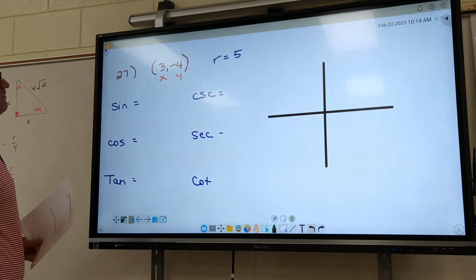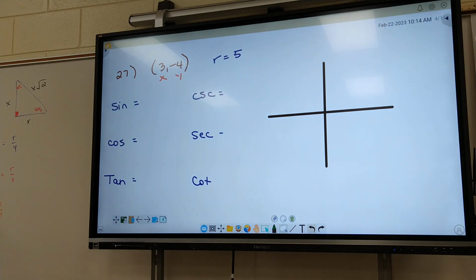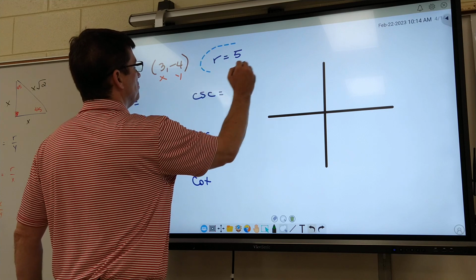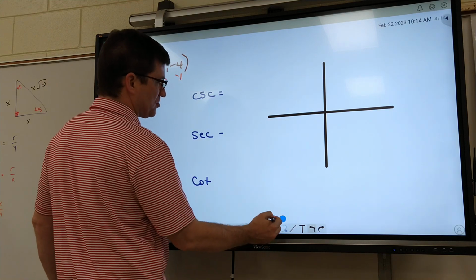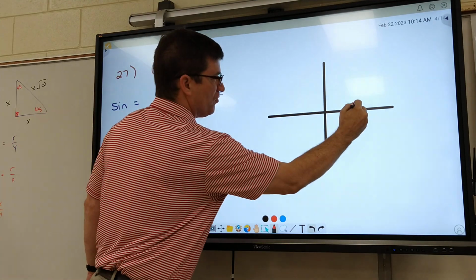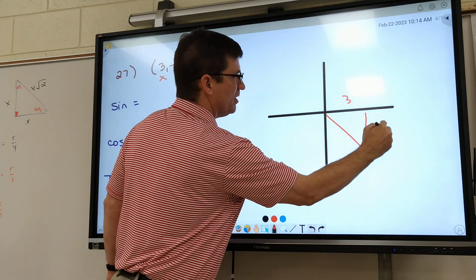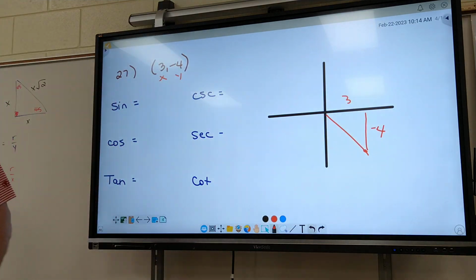All right, everybody first look at 27. Now, it's got a place for you to draw your triangle, but you really don't even have to draw your triangle on 27 if you don't want to. But some of you like drawing the triangle. You would go over 3, negative 4. Over 3, down 4 would be here. So if you want to draw the triangle, you do it that way.